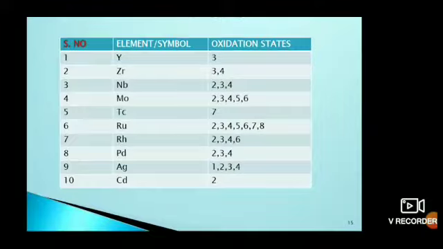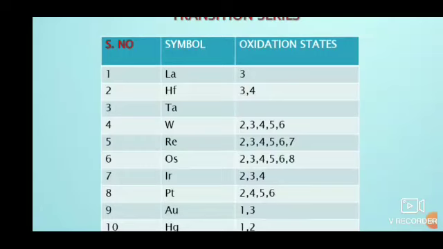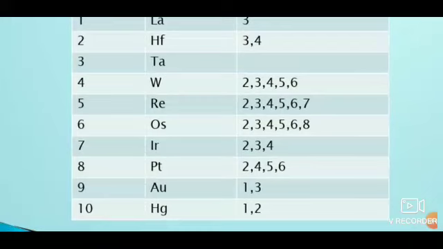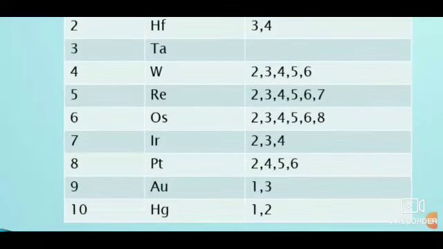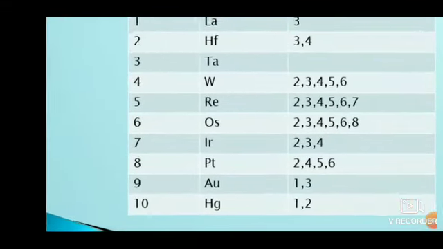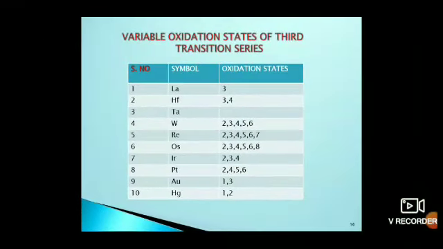And coming to the last series, that is the 5d series, that starts from lanthanum to mercury. Here also lanthanum shows only +3 oxidation state, and hafnium +3, +4. Tantalum it's somewhat uncertain, and rhenium shows +7 as its maximum oxidation state, and osmium +8. So here also we can observe, just like in the 4d series, the maximum oxidation state is given by osmium, that is +8. And the next property is the magnetic property.